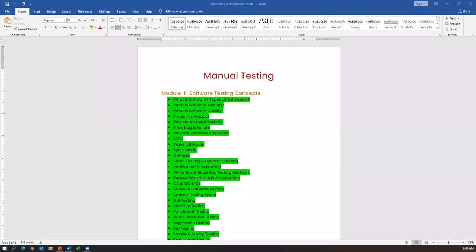Right. So till yesterday, we have seen the STLC process, where we start with requirement analysis, understanding the requirement, and then test design. As part of the test design, we have to identify the scenarios, then write the test cases, and prepare the test traceability matrix, right? So they are part of the test designing.